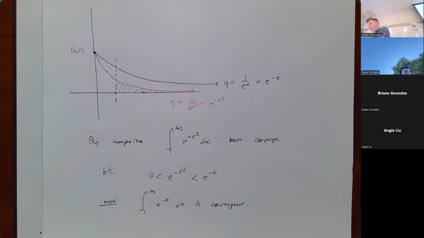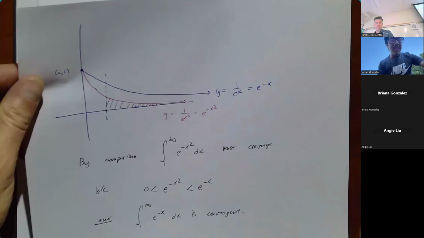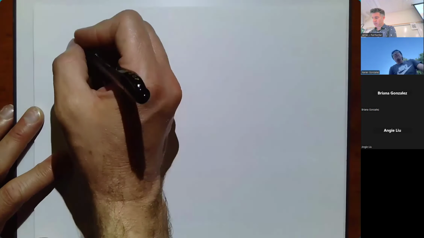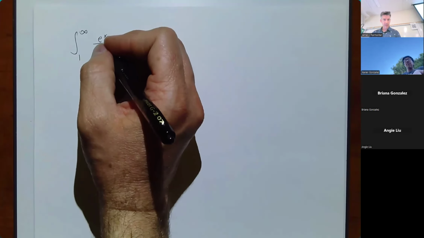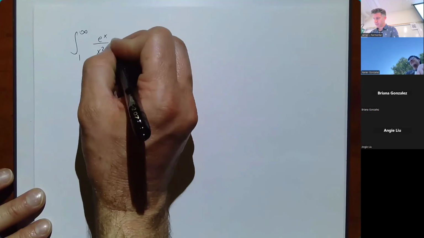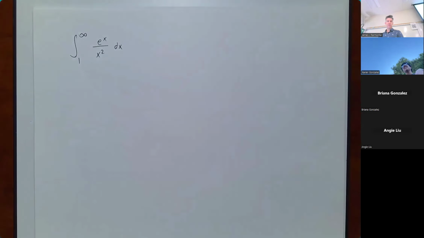So let's look at one more example just to go the other way. We've got time. Let's say we wanted to deal with the integral from 1 to infinity of e to the x over x squared. That's kind of gross.